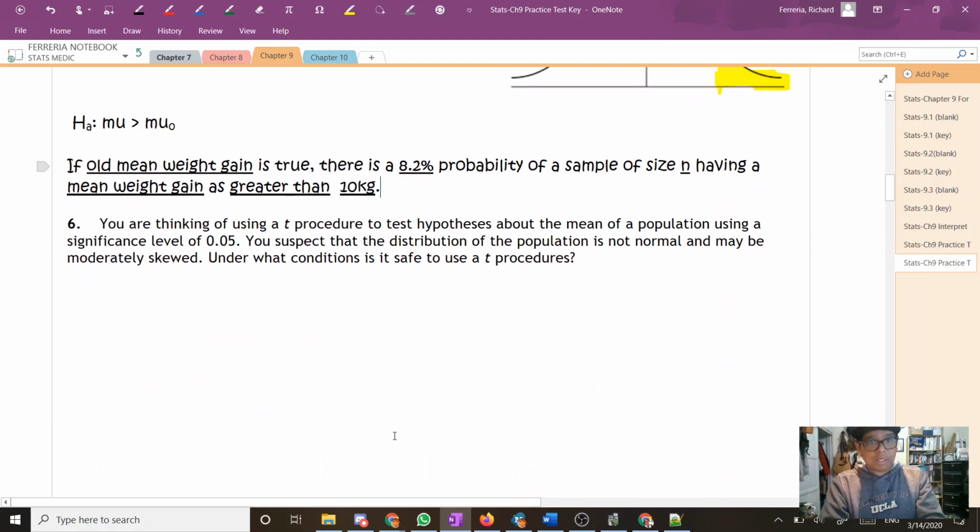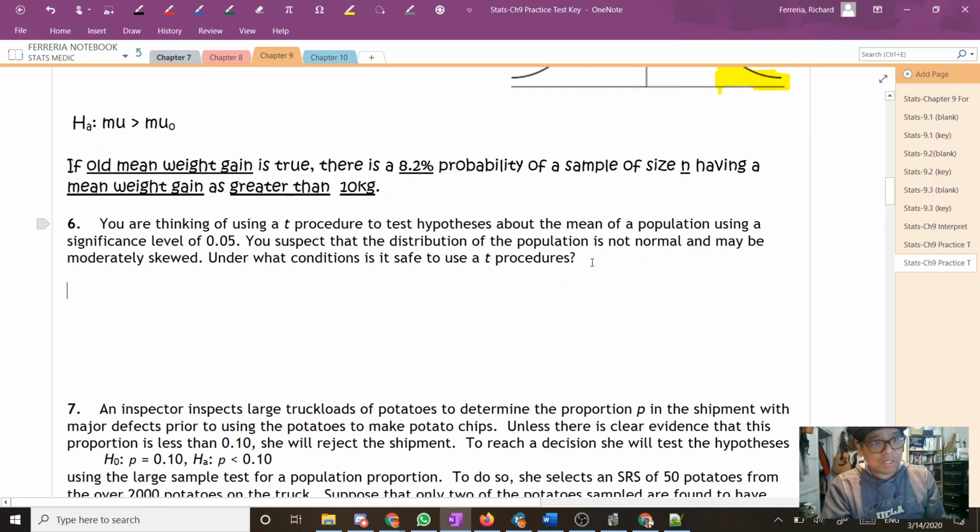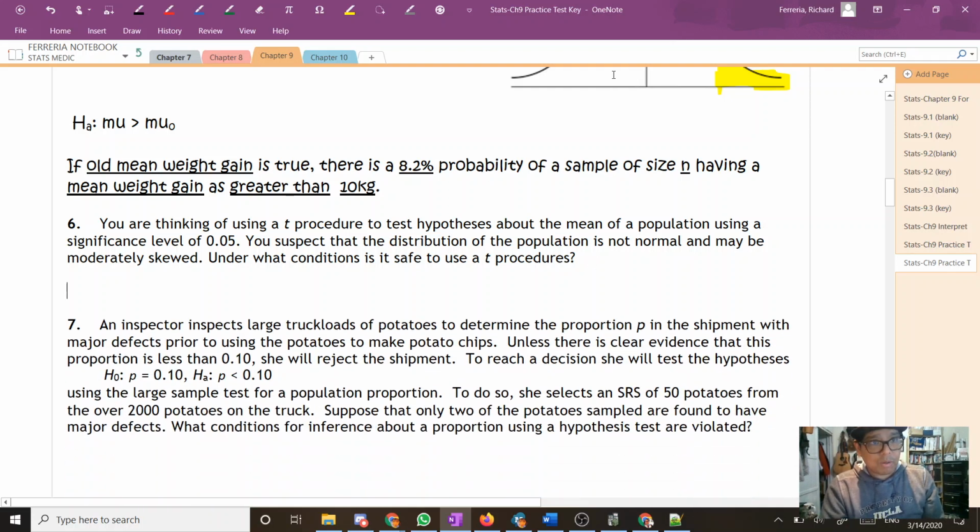And finally, at least finally for this video, question 6. You're thinking about using a T procedure. Just thinking about it. Using a T procedure to test hypotheses about a mean of a population using a significance level of 0.05. Not a bad thought. You suspect that the distribution of the population is not normal and may be moderately skewed. Oh, well, at least it's not severely skewed. Under what circumstances would it be safe to use a T procedure? And that just means under what conditions is it okay for us to use a T curve or the T distribution for this.